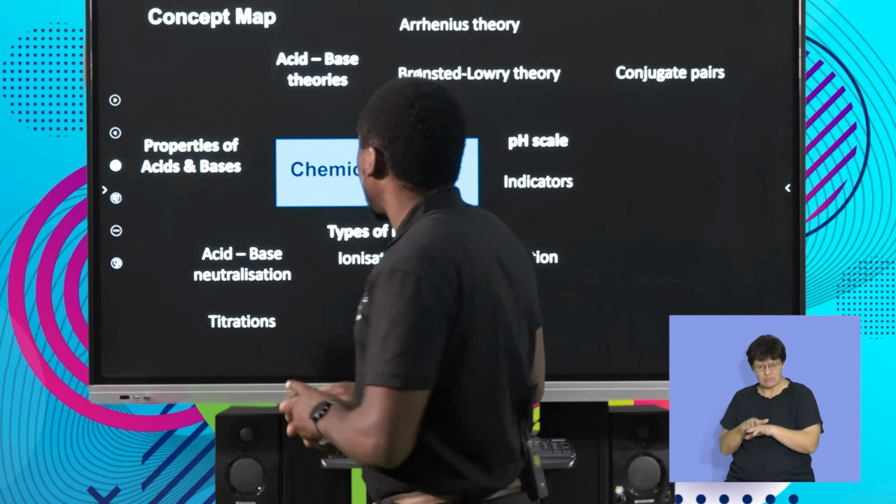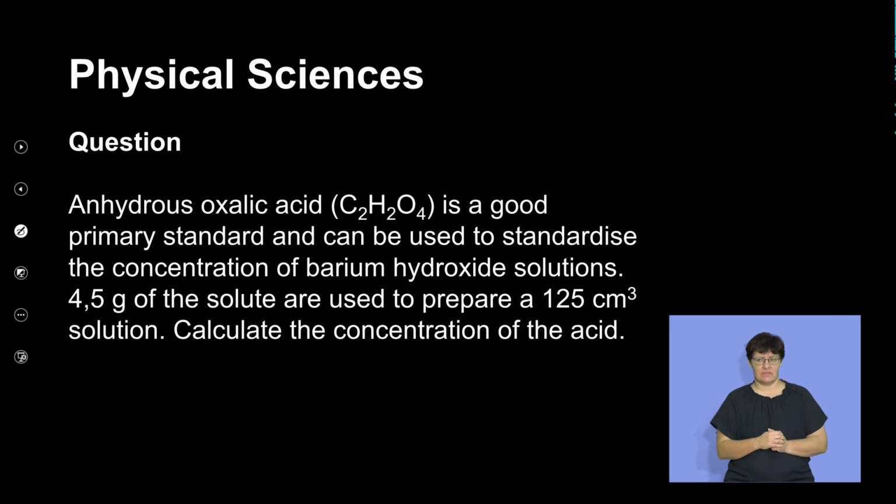Right. Now, in this case, we've got anhydrous oxalic acid. Anhydrous suggests that there is no water of crystallization in these granules of oxalic acid, whose formula is C2H2O4. It's a good primary standard. And if we talk about a standard, what are we talking about? We're thinking of a standard solution whose concentration is actually known, okay?